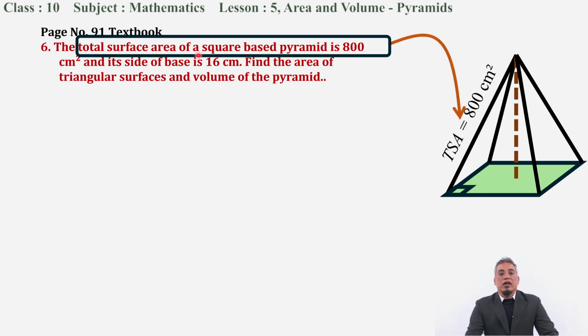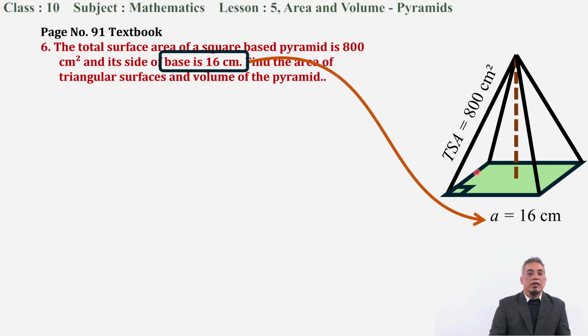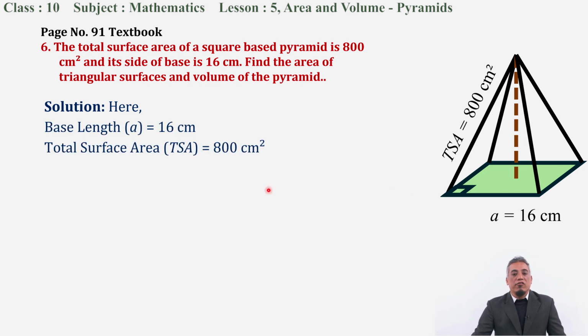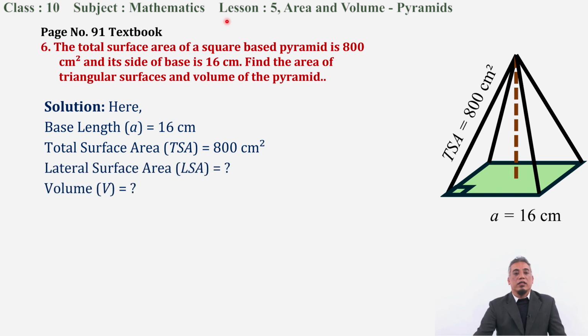So total surface area is written here, TSA as 800 cm square, and base is given here, A equals to 16 centimeter. Now we copy the given informations here, and the question asks us about lateral surface area, that means area of triangular surfaces. Area of triangular surfaces can be written as lateral surface area. That is to be found here, and volume is also to be found.